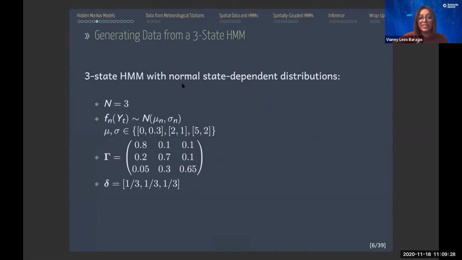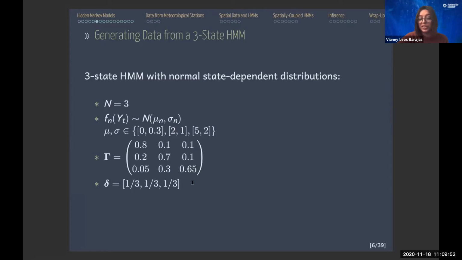I'm going to generate data from a 3-state hidden Markov model to show you the data structure. So let's say we have a 3-state HMM with normal state-dependent distributions. We define N equal to 3. We have state-dependent distributions that are normally distributed. Let's say that we have these 3 specifications: mean 0, standard deviation 0.3, mean 2, standard deviation equal to 1, etc.